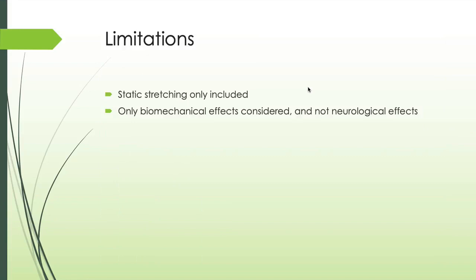But essentially the limitations in the study that they reported are that they only included static stretching in the research articles that they evaluated, and from my perspective as an animal rehabilitation therapist or an animal physiotherapist, this is an advantage because I'm primarily using static stretching. So it throws my clinical relevance out when they're including dynamic stretching or other forms of stretching into research like this. So I'm happy with just static stretching. But they did only look at the biomechanical effects and not the neurological effects, both on the peripheral and the central nervous systems.